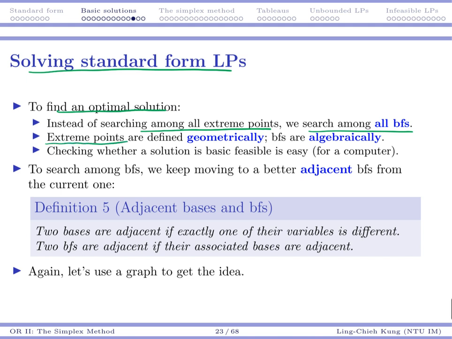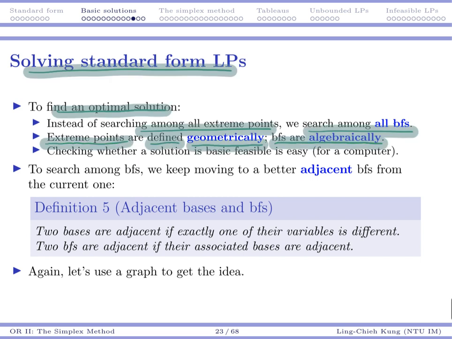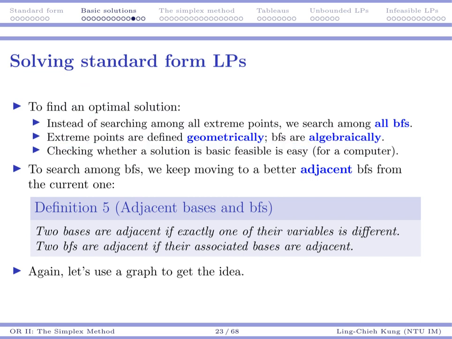But extreme points are defined geometrically. You cannot find 2 points in a set such that blah blah blah. It would be very difficult to list all your extreme points given a feasible region. But BFS are algebraically defined, and listing all of them is easy. Well, equations. Well, n choose m. Well, non-negativity. So basic feasible solutions are easy to obtain and easy to check. Checking whether a solution is basic feasible is easy, and in particular it's easy for a computer.